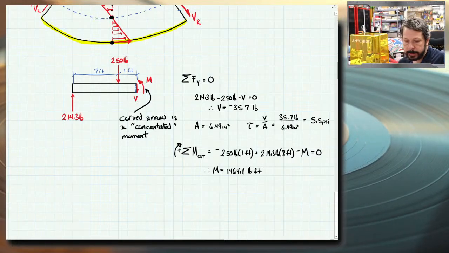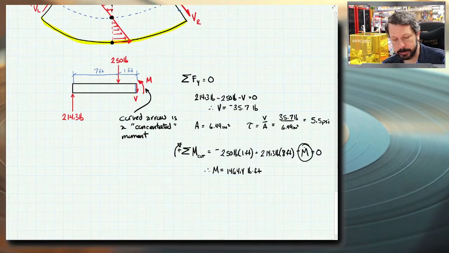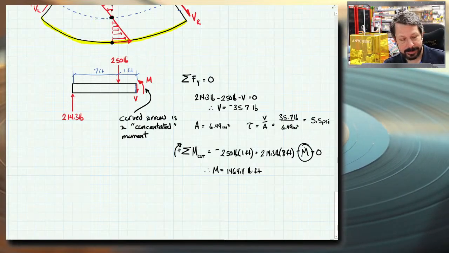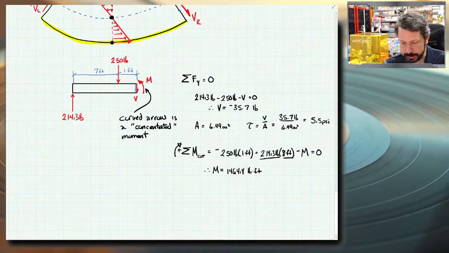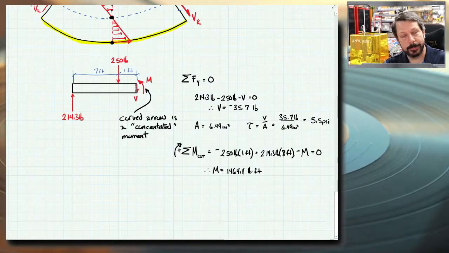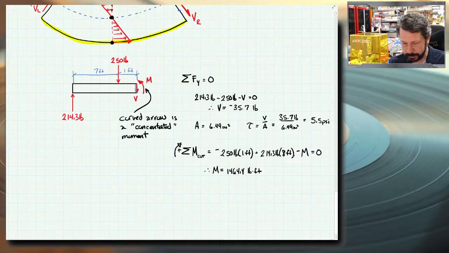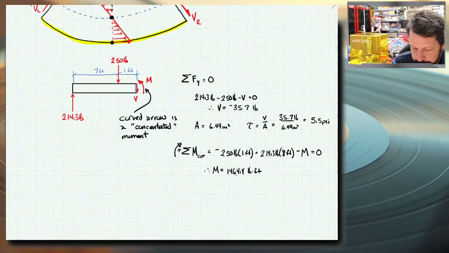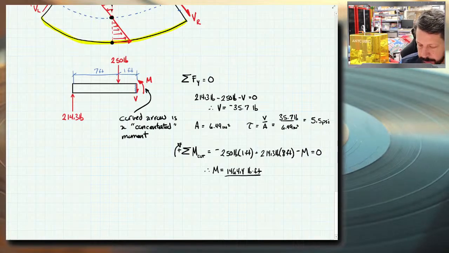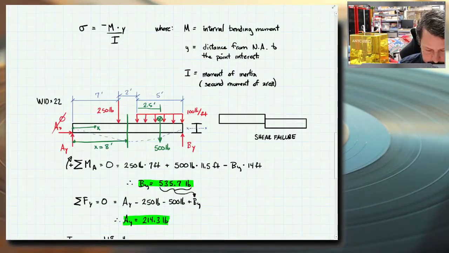Notice when I have M in my equation for the moment calculation, I don't do M times anything. M already has units of foot-pounds or inch-pounds or Newton-meters, so it already has the distance in it. Whereas all these others, I did a force times a distance to create a moment. The concentrated moments are a moment. They don't need to be multiplied by anything to make them into a moment. So don't do M times 8 or M times 0 or anything. It's just M, either plus or minus. So this moment is what will go in this equation.